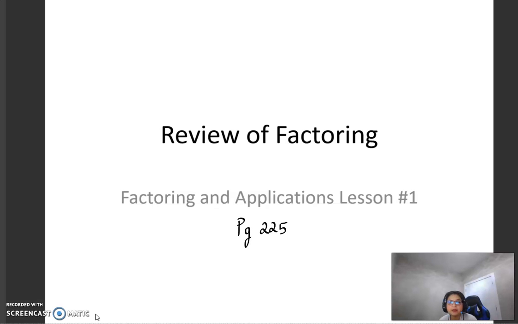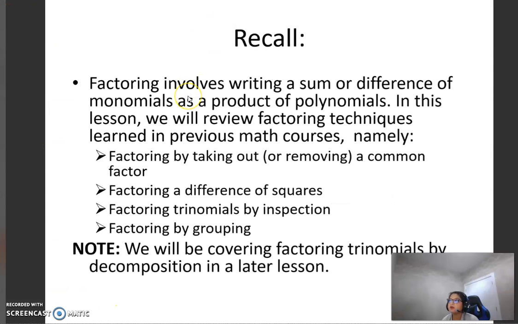We're starting the factoring unit in Math 20-1, and in this lesson we're going to review the factoring techniques that we have already learned in Math 10C. So we're going to start with page 225. Now, if you recall, in our previous math course, 10C, we learned a few methods.